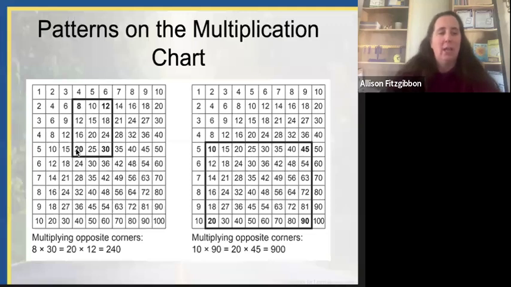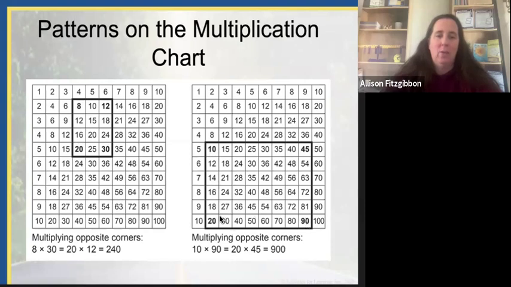But if I look just at this rectangle that I've created on my multiplication chart, it says right here, multiplying opposite corners will be equal. So 8 times 30 is going to be equal to 20 times 12. I'm sorry, they're both going to equal 240. You can do the same thing over here. I've made a rectangle.